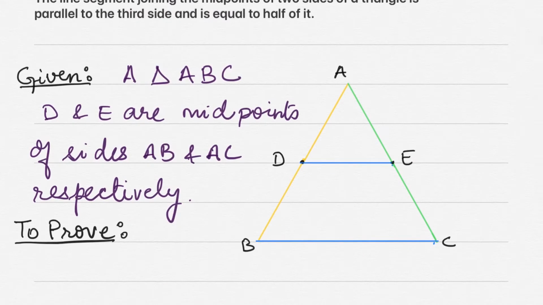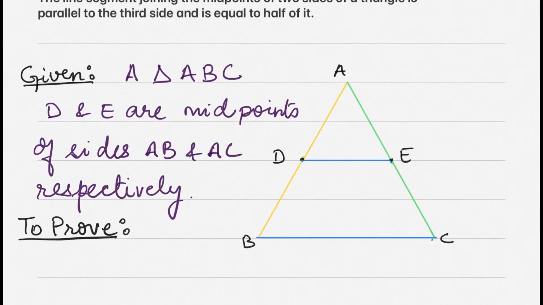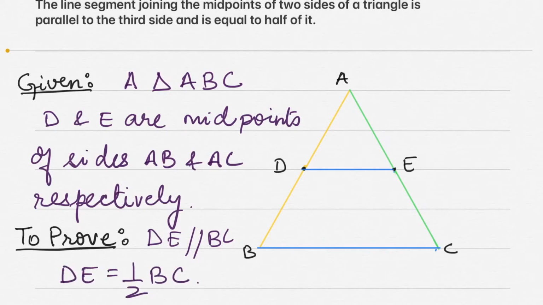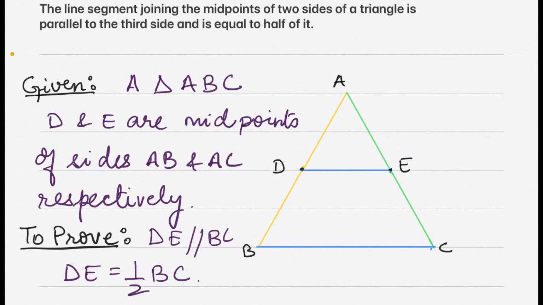Second step comes that what we have to prove. We have to prove that the line segment DE is parallel to BC, and also I have to prove that DE is equal to half of BC. Now, can we prove it by this diagram? Do we need any construction to be made? Yeah, we can't prove it like that. We have to make some construction to prove this.